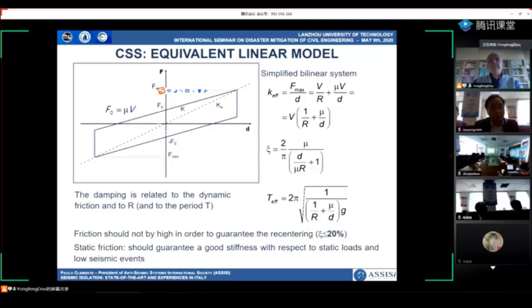Static friction should be high enough to guarantee a good stiffness with respect to static loads and low seismic events, but it is a problem of this type of device. I'll tell you something more later.